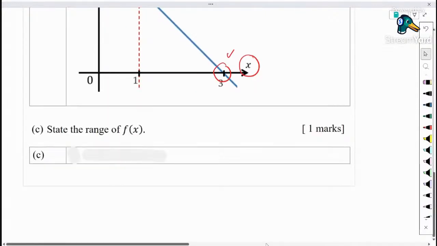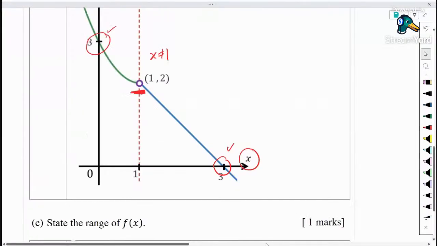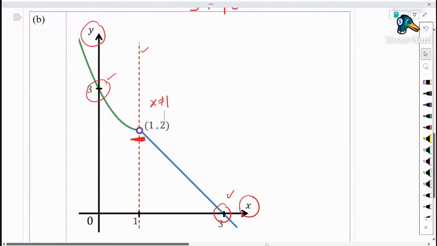Then finally, C, they ask us to state the range of f. To state the range of f, if we have the graph for reference, as in this case, we observe from the graph what y values are covered by this graph. And you find out that for the green graph here, the curve, it covers every single y value.